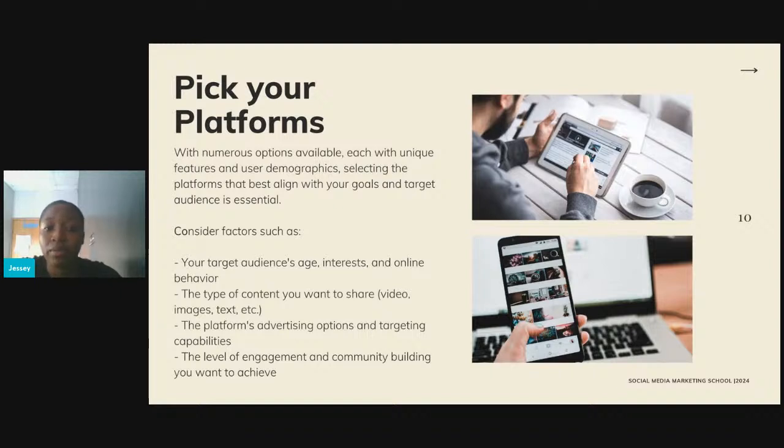And then the platforms, advertising options, and targeting capabilities. Now these platforms that you've researched and you would like to use for your social media marketing, do they allow me to say maybe run ads? Is it user friendly, right? Can I interact seamlessly with my customers, right? Can they reach out to me? Can I reach out to them? You have to make sure that there are no limitations in these platforms that would affect your overall performance and engagement with them. And then the level of engagement and community building you want to achieve, right? So these are things that you want to consider when picking your platforms.